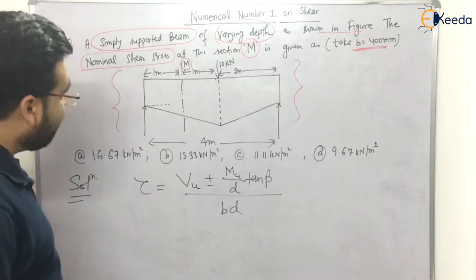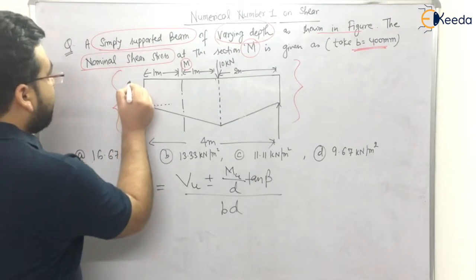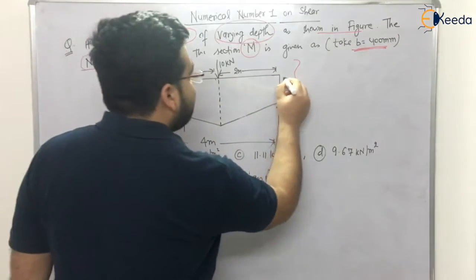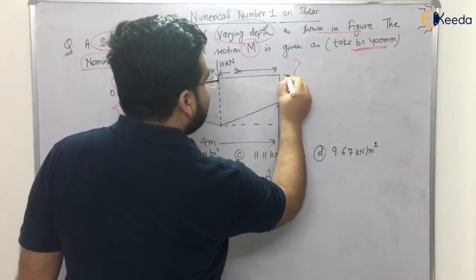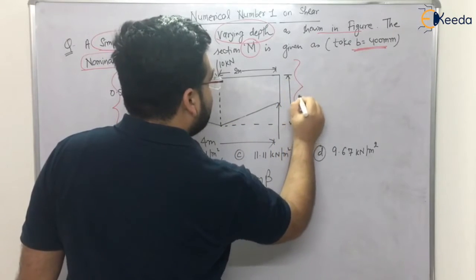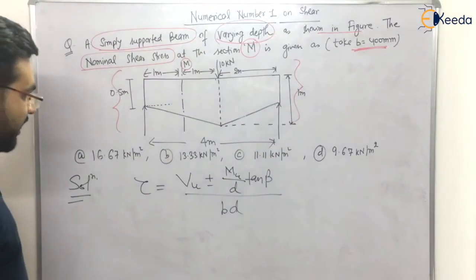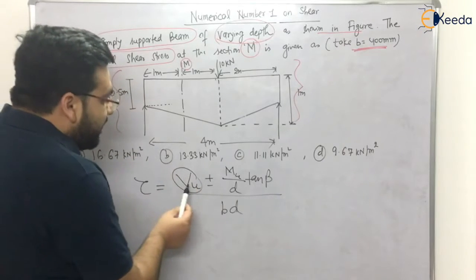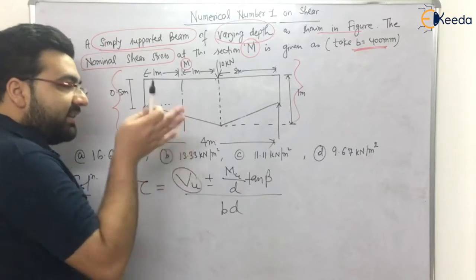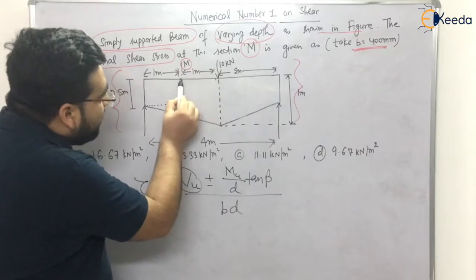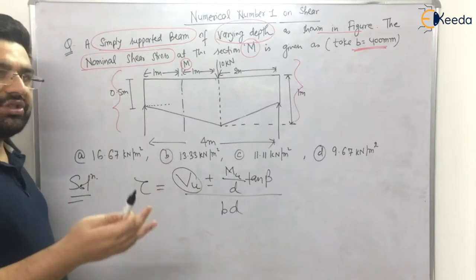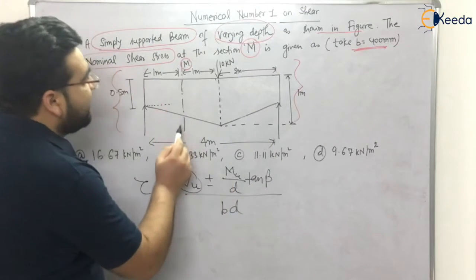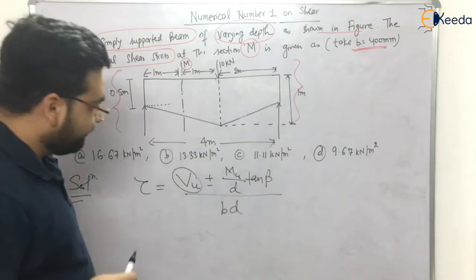Now let us see what is given to us in this section. This is 0.5 meters, this is 0.5 meters and this is 1 meter. Up to here it is 1 meter. Is Vu given to us in this numerical? Vu is the shear force at that particular section. For section M, we have to calculate the shear force. Can we determine it? Yes. Mu is the bending moment at this section. Can we determine it? Yes.